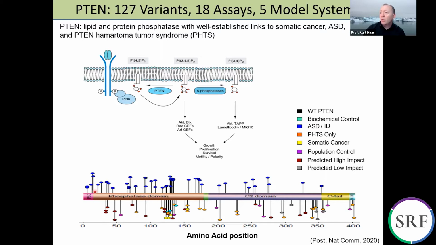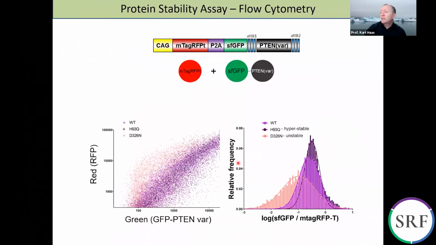And they're color-coded, where the blues are found in individuals with autism spectrum disorder or intellectual disability. So that's this group, the blue group, and you can see they're found throughout the protein. And the other important groups would be these biochemical controls. These are ones that we know interfere with function. And we also include these purple ones, which are variants found in the normal population. So, and this is what the data looks like.